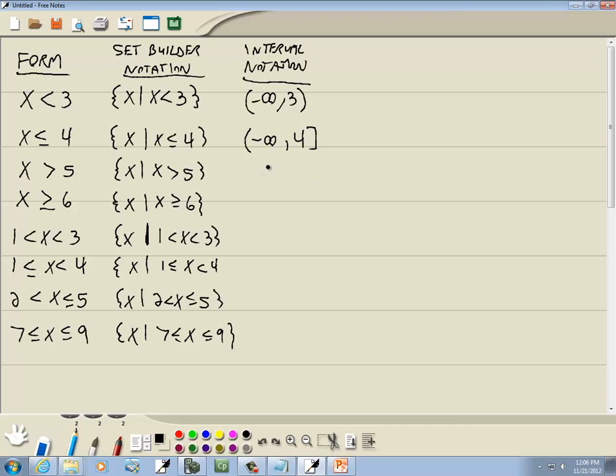Now here we got x is greater than 5. That's going to positive infinity. So we're going to have 5, comma infinity. Again, infinities always have parentheses. You can never reach them. X is greater than 5, that doesn't include 5. So parentheses on the 5.